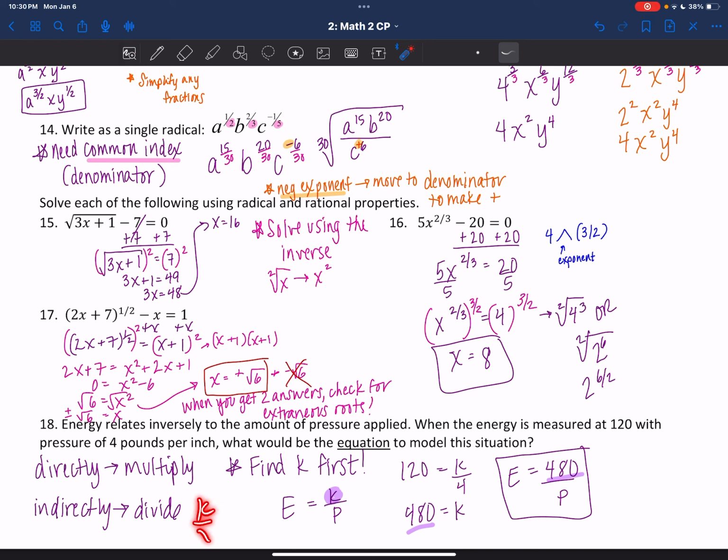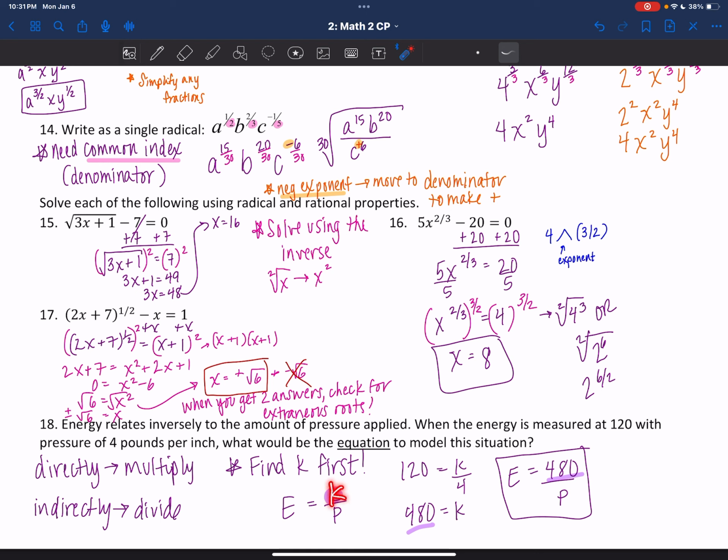So it would be like k divided by x or whatever it is. So the important thing is find k first. Once we know what the constant of proportionality is, then you can go ahead and solve everything else. So it says here, energy relates inversely, so you're dividing, to the amount of pressure applied. So it's divided by pressure.